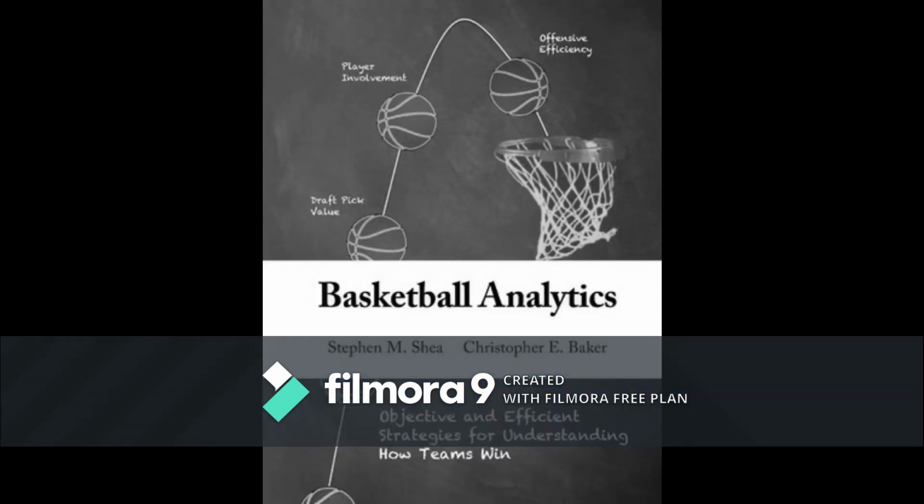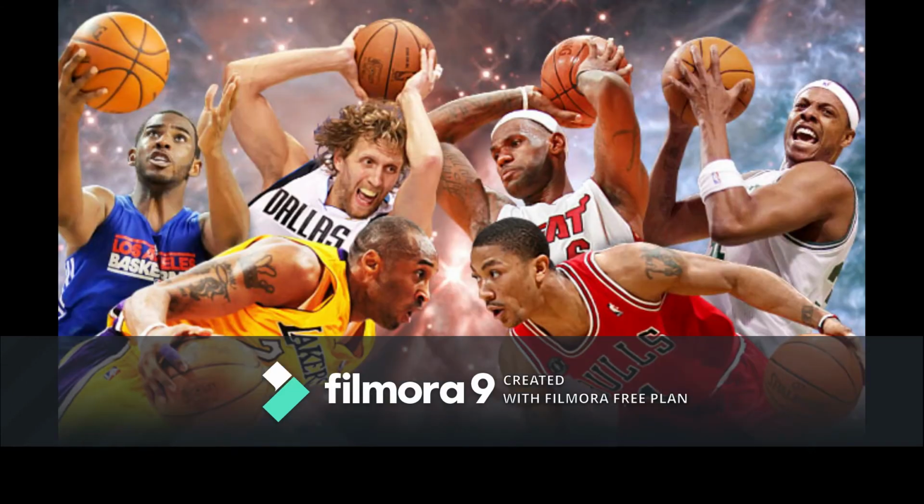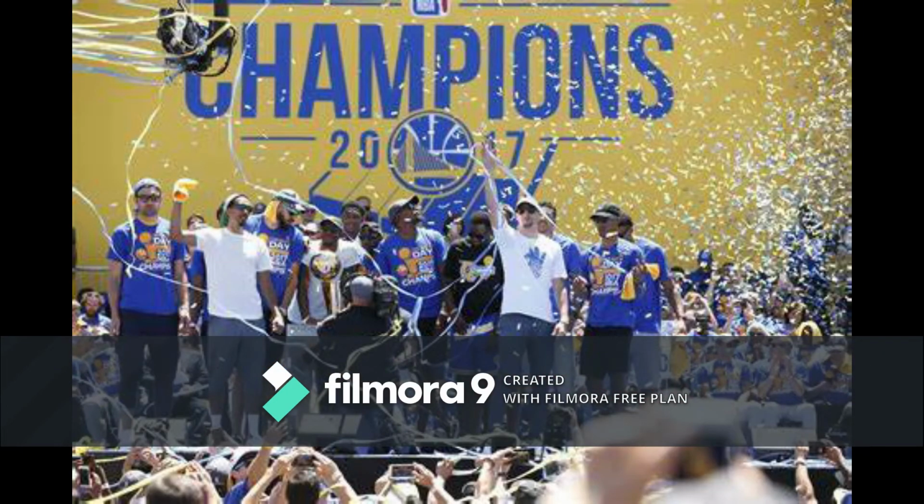Basketball Analytics by Stephen Shea and Christopher Baker goes over the objectives and efficient strategies for understanding how teams win in the NBA. This book uses mostly data from the 2012 and 2013 season, so it is a little outdated compared to the amount of data and analytics that is used today in the NBA. Also, some of the things that Shea and Baker talked about that would revolutionize the game of basketball, such as shooting threes or positionless basketball with stretch forwards, have already happened and have shown to be the way successful basketball teams play now. The perfect example of this is the Golden State Warriors and their dynasty that occurred from 2015 to 2019. However, the book still does an effective job in going through different patterns of analytics used in basketball.